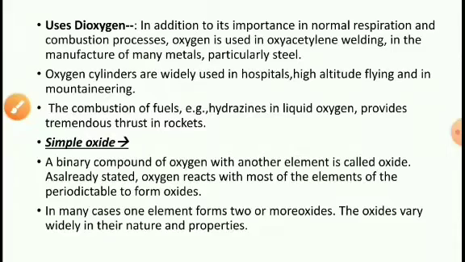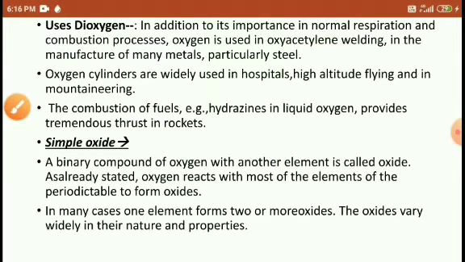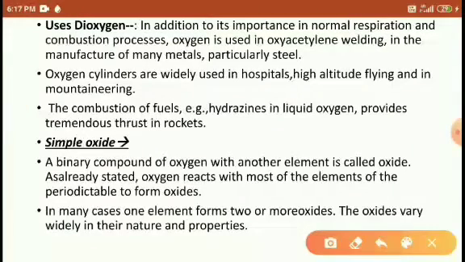Uses of dioxygen: it is most important for respiration of all living organisms. It is used as oxyacetylene for welding purposes. It is used in the manufacture of many metals, particularly steel. Oxygen in cylinders is widely used in hospitals, high altitude flying, and mountaineering. Students, make a spelling correction here: mountaineering.